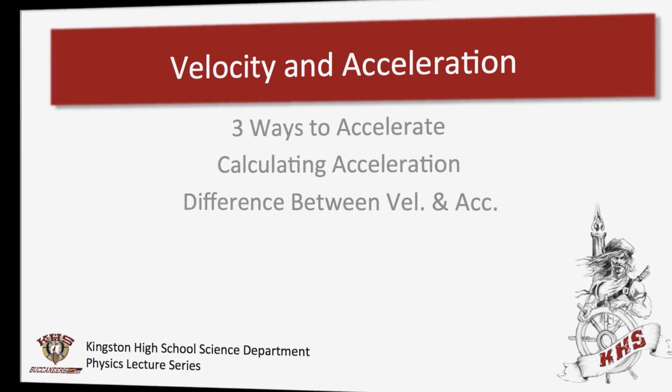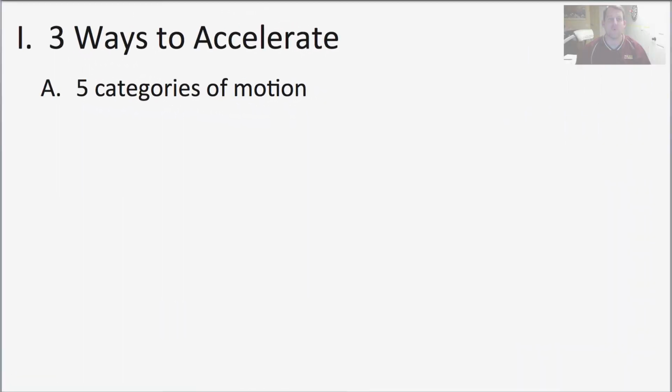All right, so let's get started. So there are three different ways to accelerate. Now, as we think about these three ways, we're going to categorize motion into 5 different categories. So all objects at all time in the history of the universe are in one of these 5 categories.